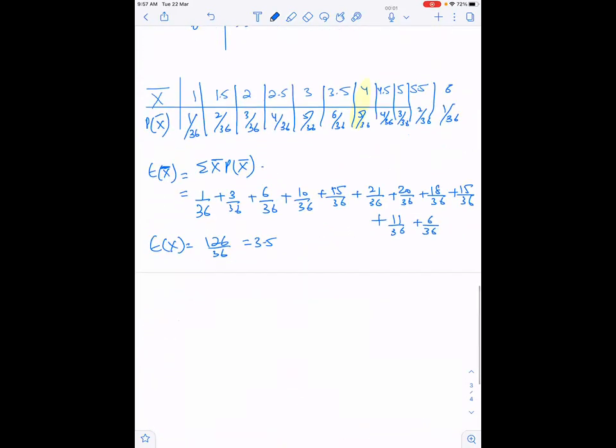But if you find out the variance, you have to square these numbers: 1, 2.25, 6.25, 9, 12.25, 16, 20.25, 25, 30.25, and 36. Summation x square into px is what we have to do now, okay, x square into px. So you have to multiply this by this, okay?